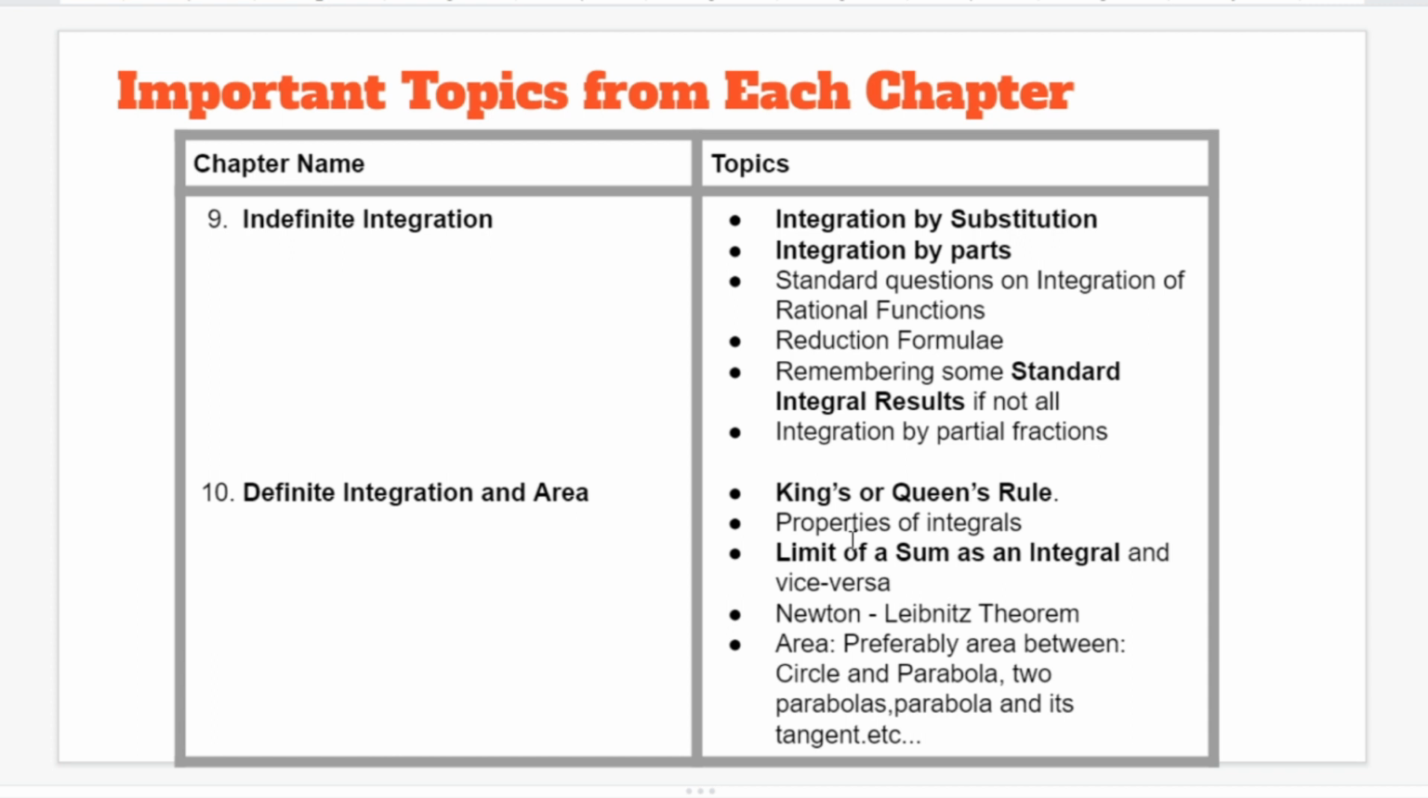Let's move to area, that is area between curves. In general for area they'll ask area between conic sections, or between a conic section and a straight line, and usually that straight line is a tangent or a normal. So go through circle and parabola, two parabolas, parabola and its tangent, ellipse and a parabola, ellipse and its tangent, like that. And rarely they'll ask from trigonometric functions also. It's just simple integration, so you can just try it. You just have to visualize the curve properly.